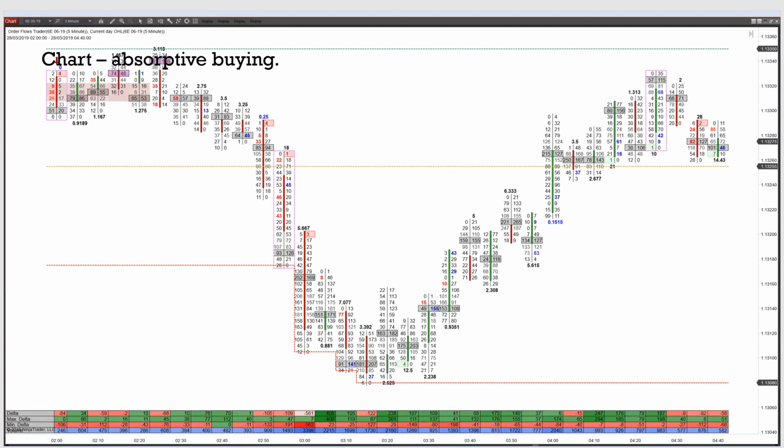Now on the downside, people don't really think of absorptive buying. That's a term I was trying to think of to describe it: buying absorption, absorptive buying. It can go either way. But on the downside, at the lows, you're going to be looking for whether there is volume being traded on the bid side down here. Yeah, there is. As you're coming down to these lows, look at these volumes.